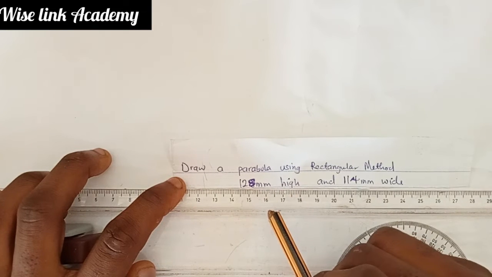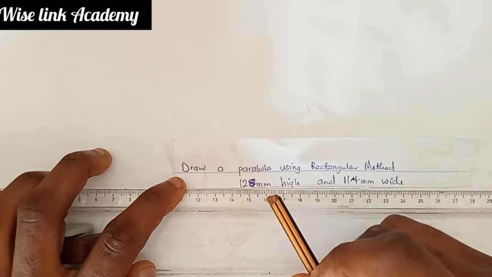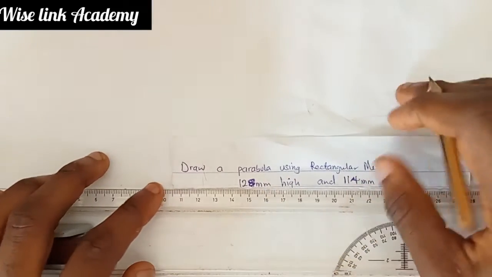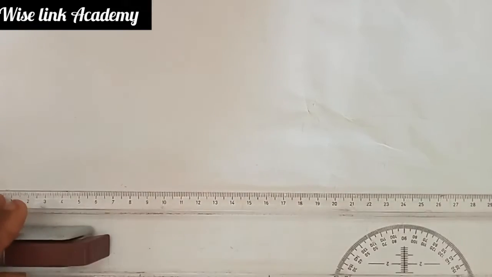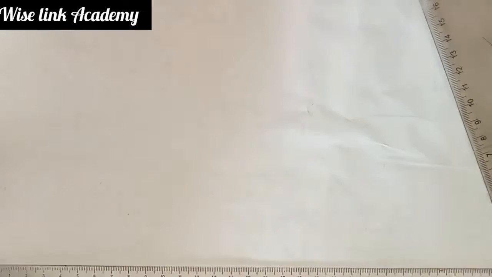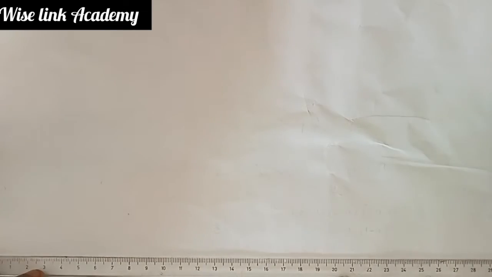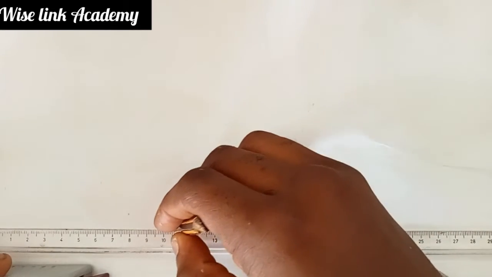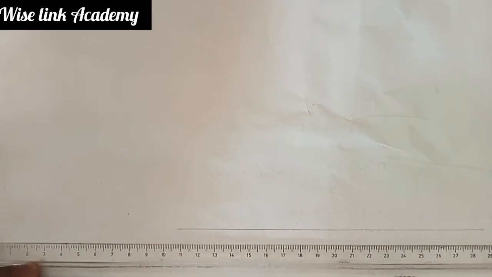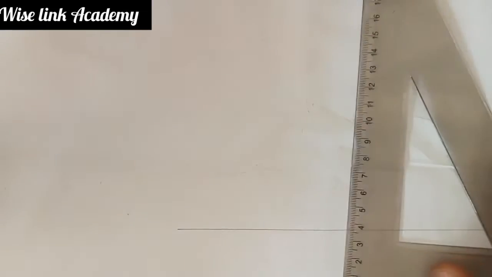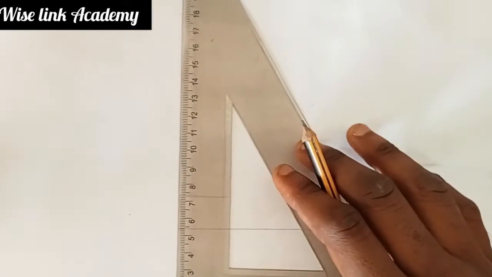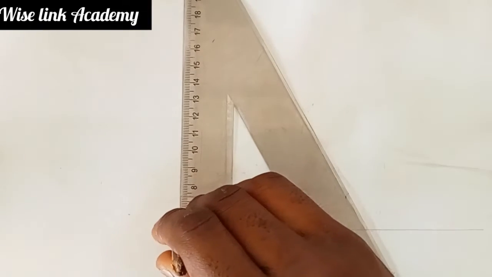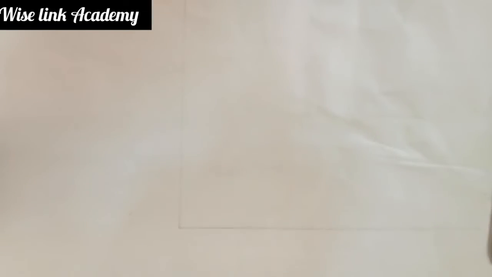Now, doing this, the first thing to do is to draw your horizontal line. Drawing my horizontal line with the head of my T-square, this is my horizontal line, as you can see. At this edge, you place your set square and draw a vertical line upward. Can you see?